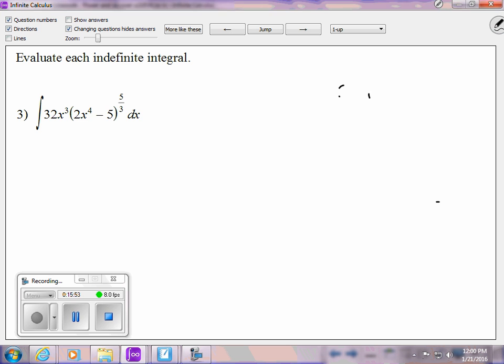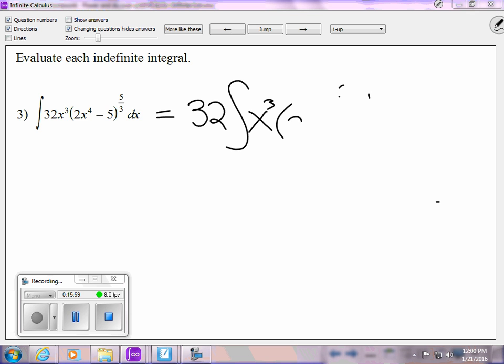Fill out the 32. 32 times the antiderivative of x cubed times (2x to the 4th minus 5) to the 5/3. It's hard to see that with all these sticks. All right, now, so we pulled out the constant. Let's figure out who gets to play the role of u. What do you think?